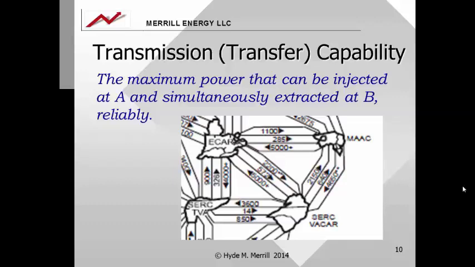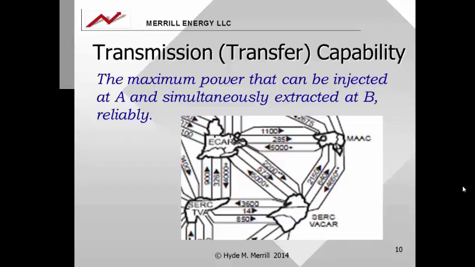For instance, between ECAR and MAC, the base case transfers are 285 megawatts flowing from west to east. The upper number, the 1100 megawatts between ECAR and MAC, is the incremental transfer capability above the base case transfers of 285 megawatts. The maximal amount of power, in addition to the 285 megawatts, that can be transferred reliably between ECAR and MAC, going from west to east.